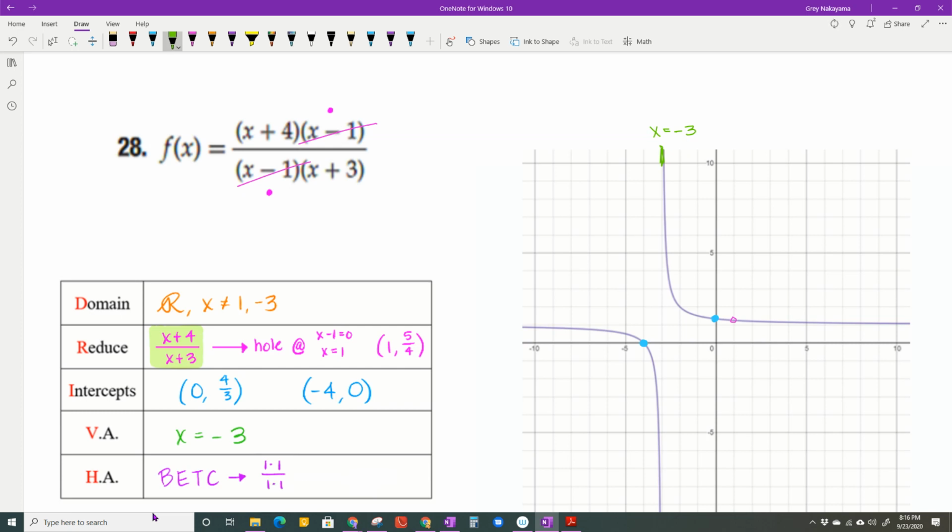I didn't need both those. I just needed 1, y'all. And that gives me y equals 1. So my horizontal asymptote is y equals 1, which is right here on the graph, which I could draw if I wanted to, but I'm not going to do very well. So that's all she wrote.